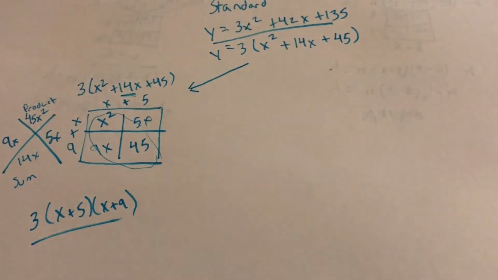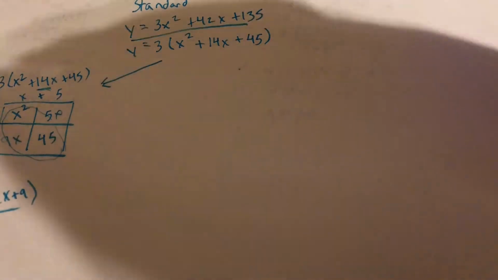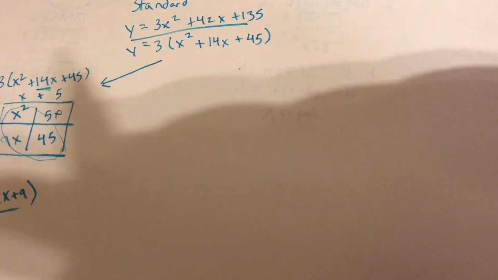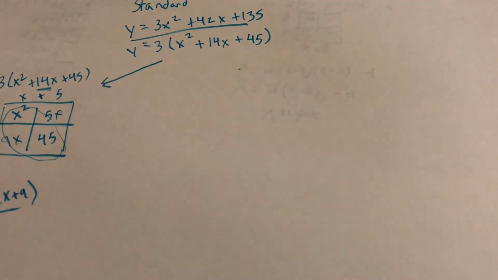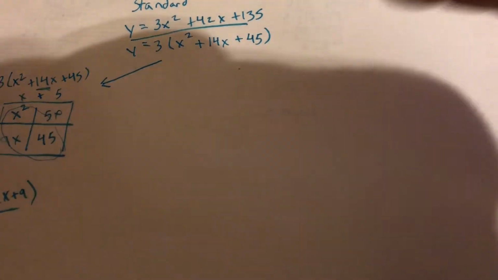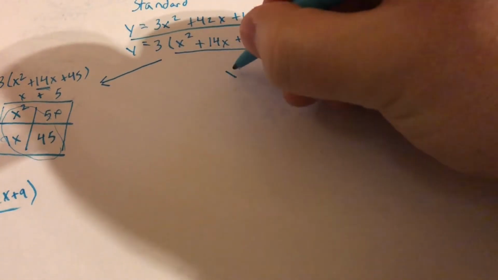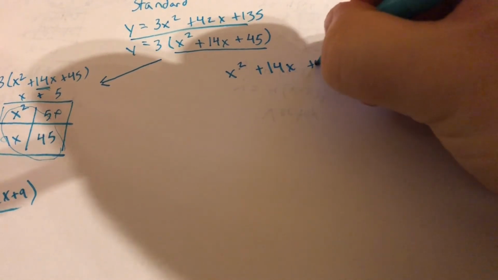Okay? Now we're going to convert that standard form to vertex form. So I'm keeping this with the 3 factored out because the process we're going to go through of completing the square is going to be so much easier having factored out that GCF. Always look to see if there's a GCF, okay? So I'm really going to focus again on this section here. So I have x squared plus 14x plus 45.